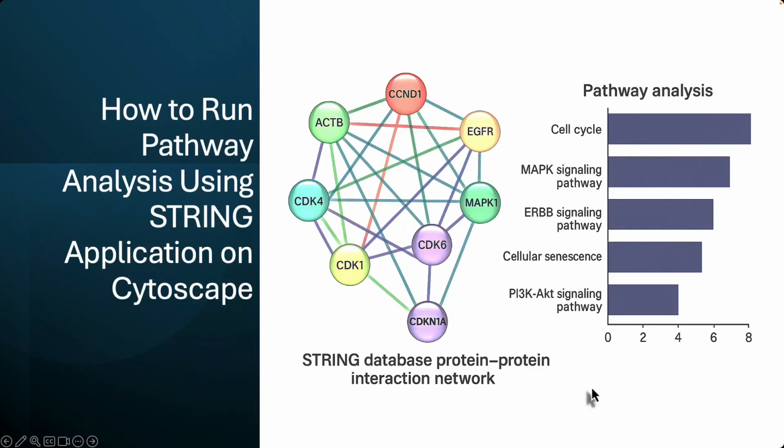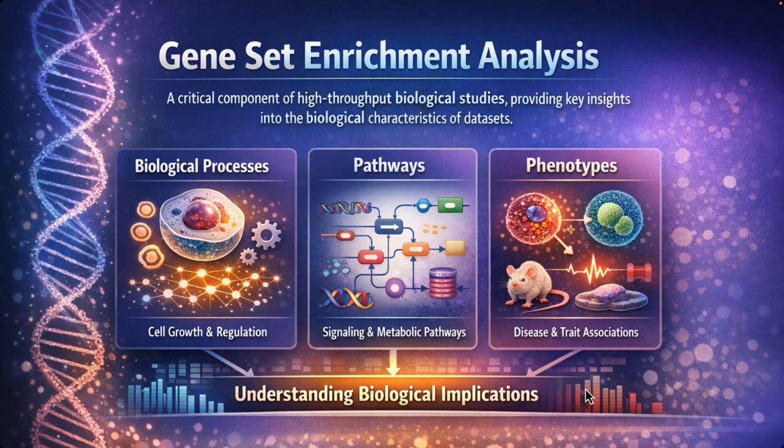In this video, we're going to show how to run a pathway analysis using the STRING database on Cytoscape. Gene set enrichment analysis is a critical component of high-throughput biological studies, providing key insights into the biological characteristics of a dataset. These analyses identify essential aspects such as biological processes, pathways, and phenotypes that are important for understanding the biological implications of the experiment.